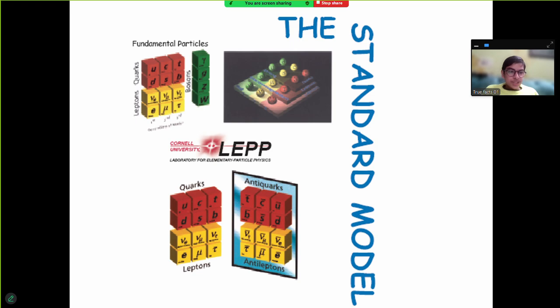Everyone, I am Krishak Ved, and today I'll be explaining the standard model. It's a very key part in understanding particle physics and also high energy physics. So let us begin with it.